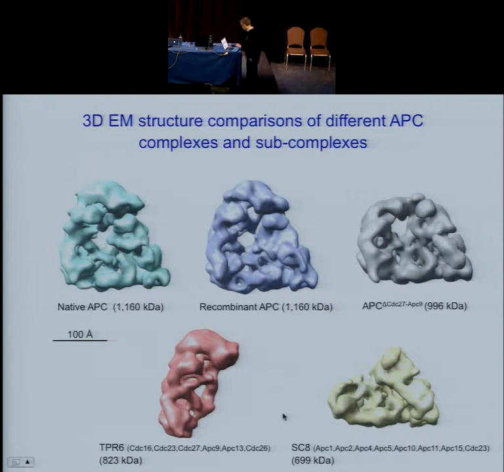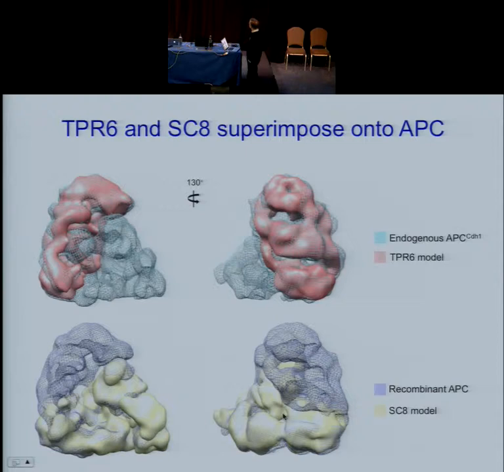And then we can compare these subcomplexes to the whole complex, and show that these subcomplexes match their corresponding densities on the holo complex. This shows that these subcomplexes have a stable, autonomous structure which is similar to the structure as it is present within the holo complex.